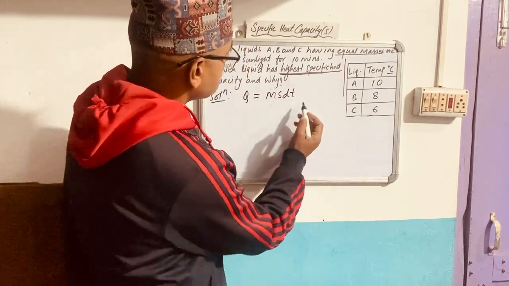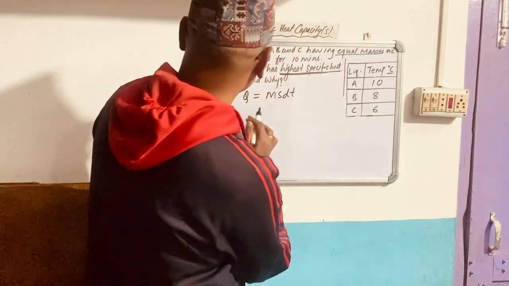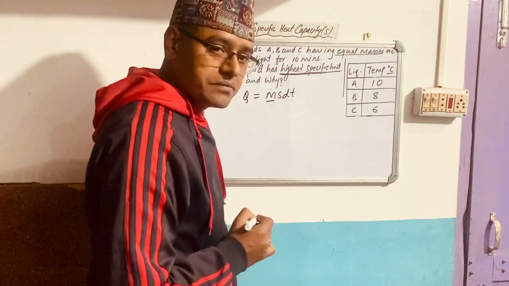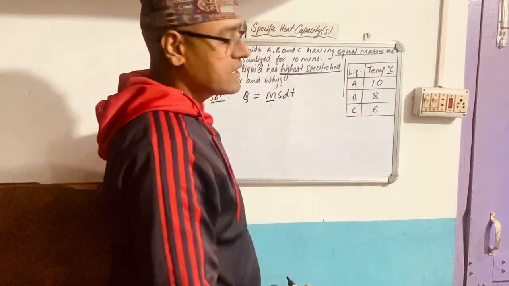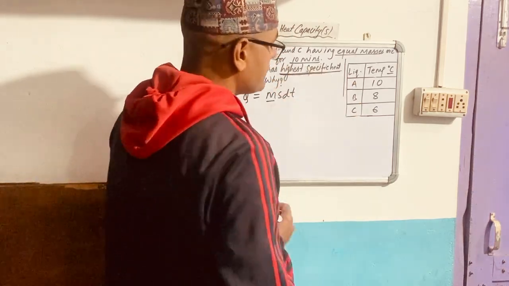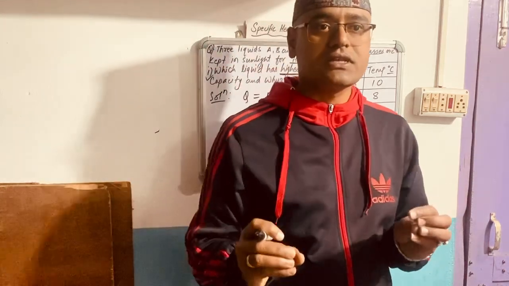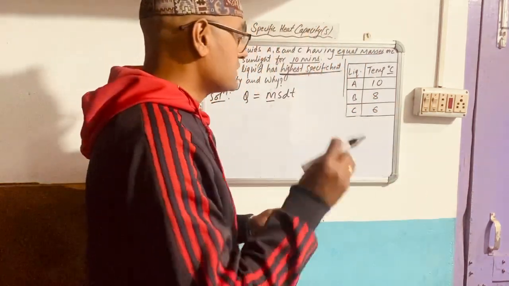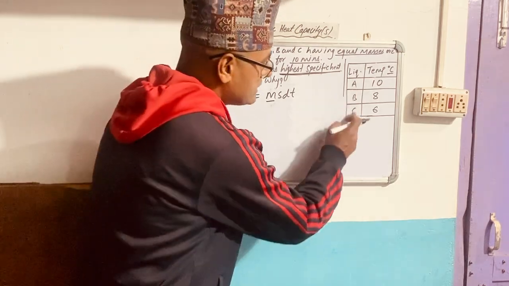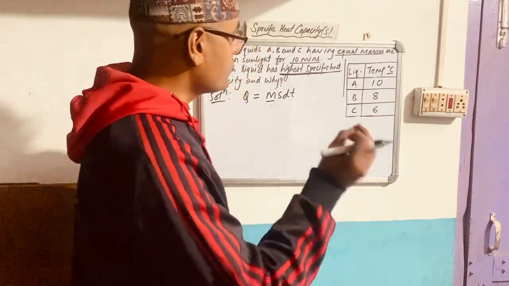So as mentioned in the question, equal masses are kept in sunlight for 10 minutes, which means mass is same for all three liquids A, B and C, and they are being exposed to the sunlight for 10 minutes. That means same amount of heat is being supplied to the three liquids A, B and C having equal mass.